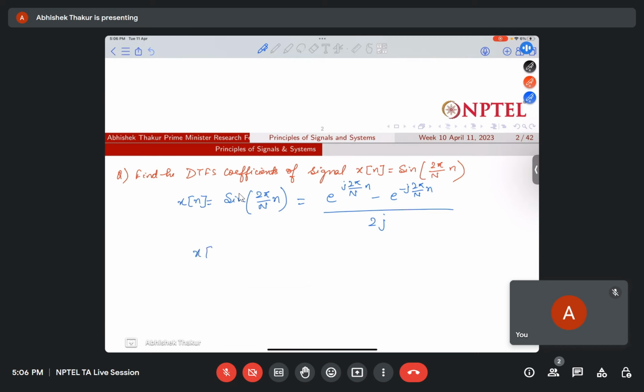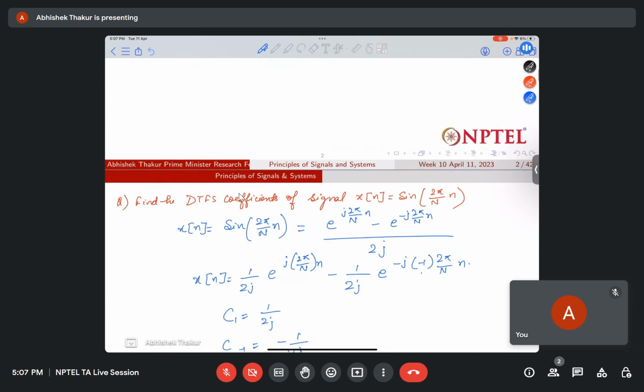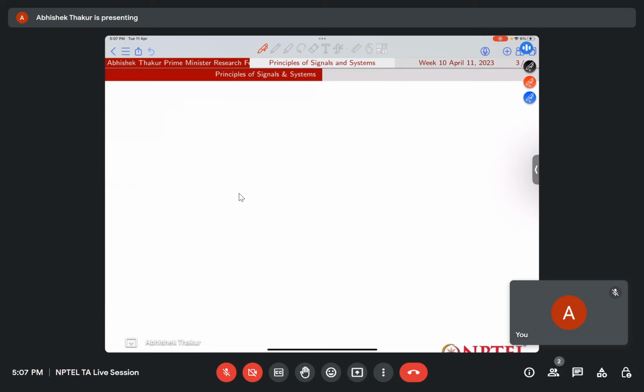So now our xn is equal to 1 by 2j e to the power of j 2 pi by N into n minus 1 by 2j e to the power of minus j 2 pi by N into n. So here C1, the Fourier series coefficient, is equal to 1 by 2j, and C of minus 1 is equal to minus 1 by 2j. Here k is like k into n, so in one term k is minus 1, and in the other k is plus 1. So this is a very simple question. If you have any doubt, then you can write in the comment box.